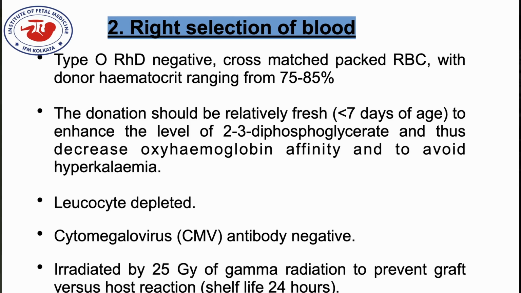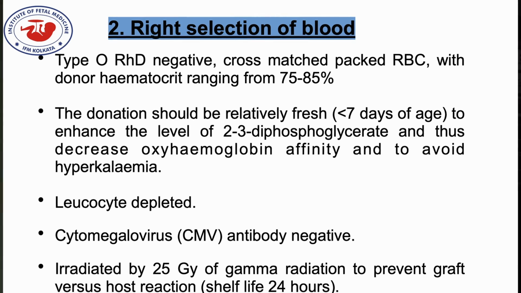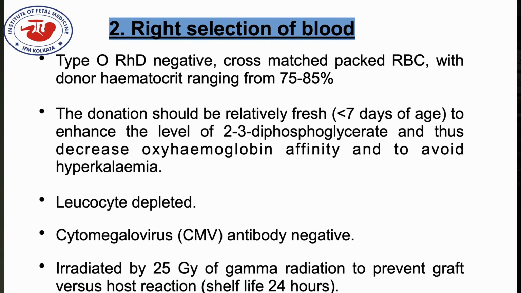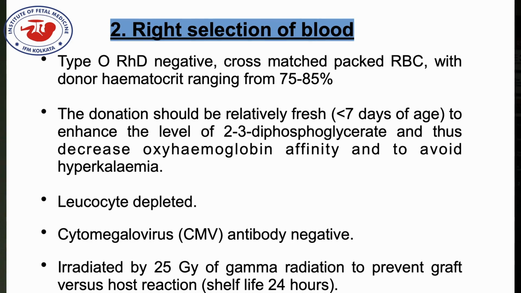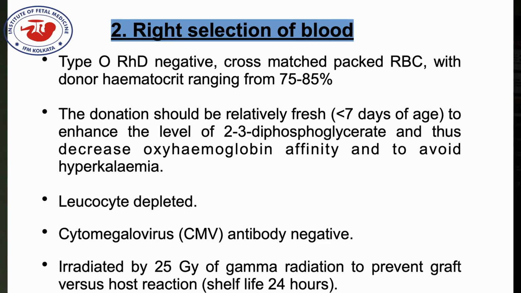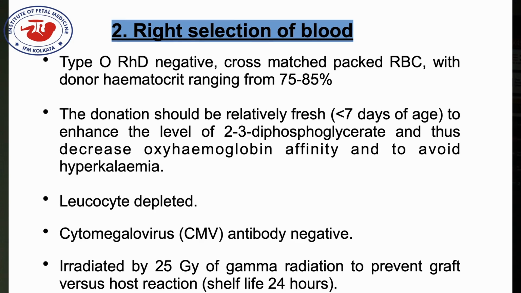Now right selection of the blood. This is the most important thing. The most important thing. And why I say so? Because first of all you have to get this O negative, type O negative blood, cross-matched packed RBC, cross-matched with mother's blood. Mother's blood and packed RBC. It should be packed. Yeah. Okay, because you don't want volume overload in the fetus, so it should be packed RBC.